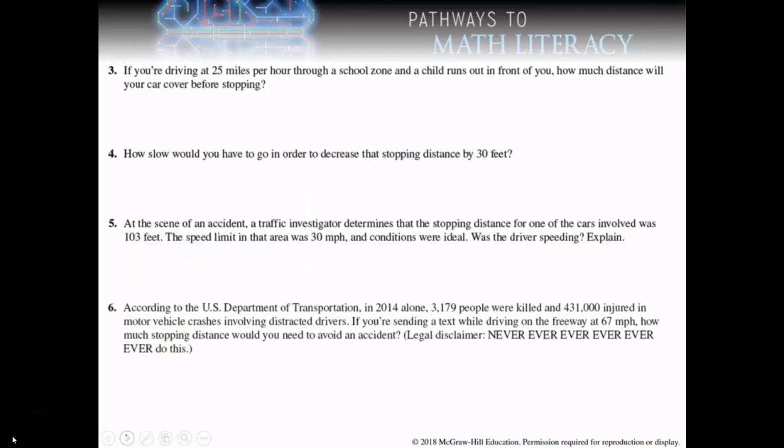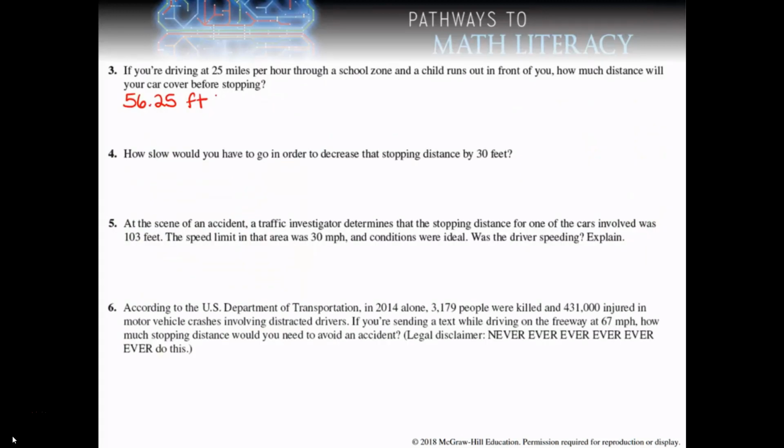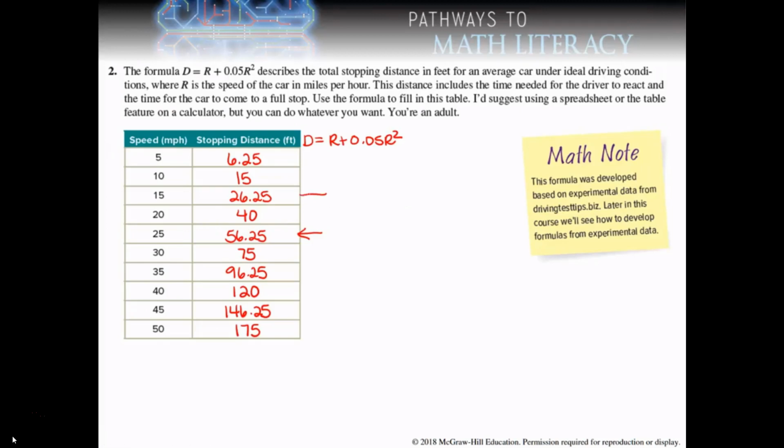So in 3, if you're driving at 25 miles per hour, how much distance will it take to stop? In our table, a speed of 25 miles per hour has a stopping distance of 56.25 feet. In 4, how slow would you have to go to decrease that stopping distance by 30? So 56.25 minus 30, we're looking for a stopping distance of 26.25 feet. Looking back at the table, that happens at 15 miles per hour.